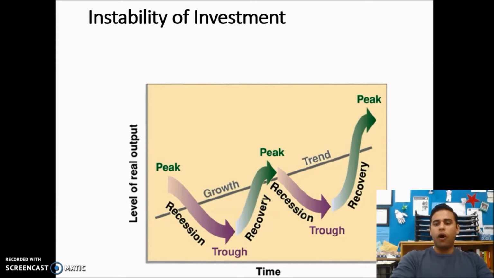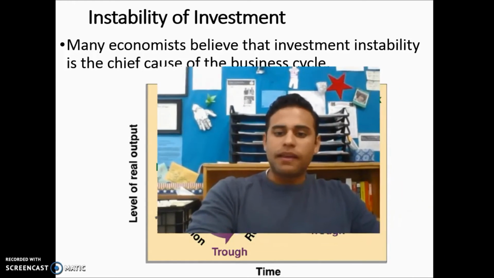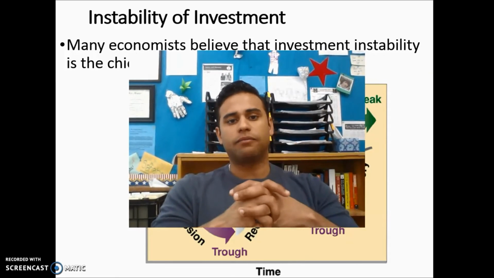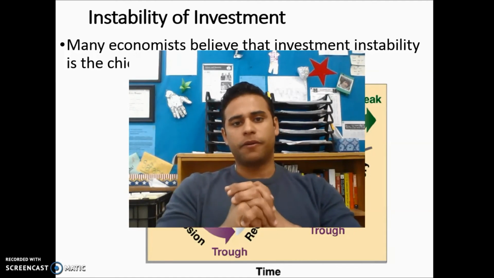And so all of this, this whole lesson, has really been about this statement. Many economists believe that investment instability is the chief cause of the business cycle. And that's why this is important to us. Okay, so I've just got a picture of the business cycle under here. But understand that investment demand is the most volatile component of SIGX. And so the things that shift around investment are very important.